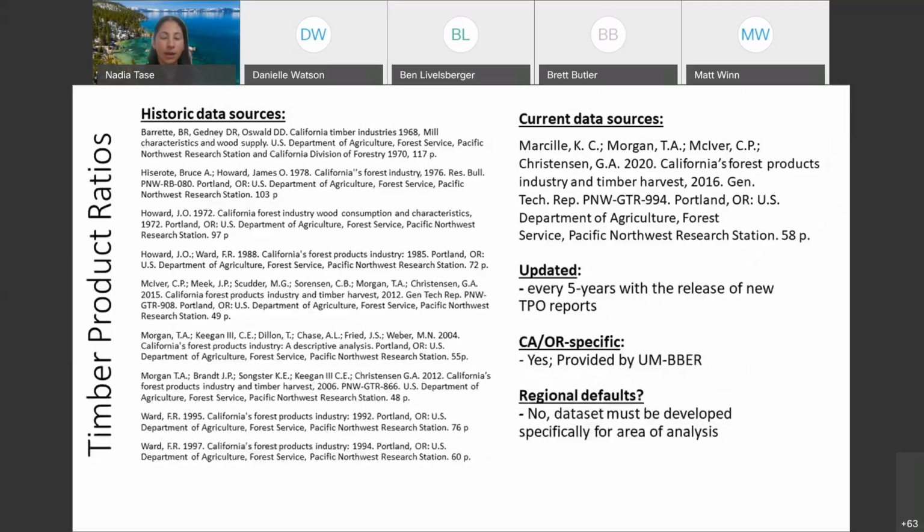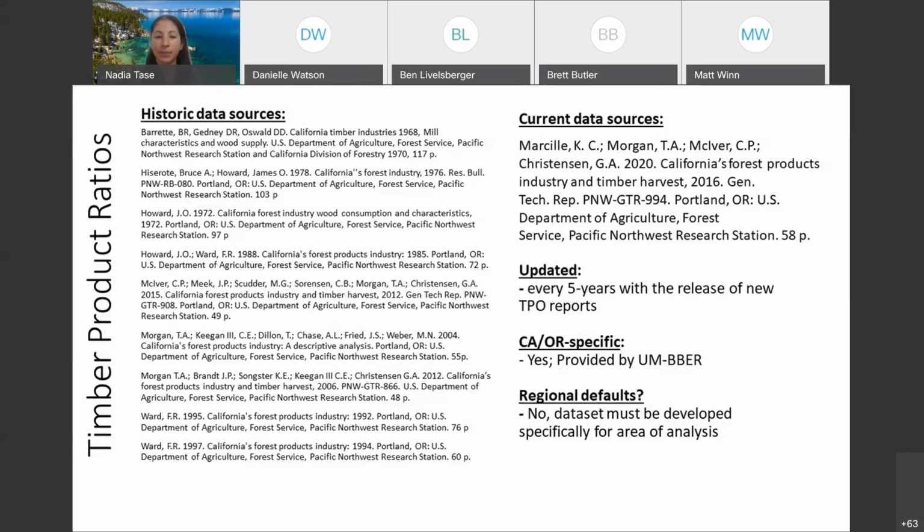So then on to our timber product ratios. That's also required for the accounting and should be as specific as possible to the area of harvest. These data sets, along with the harvest volumes, really must be determined by the user of the accounting tool that we have. And these ratios were derived from various historic and current timber product output reports, and in our case, the BBER Forest Industry Data Collection System.